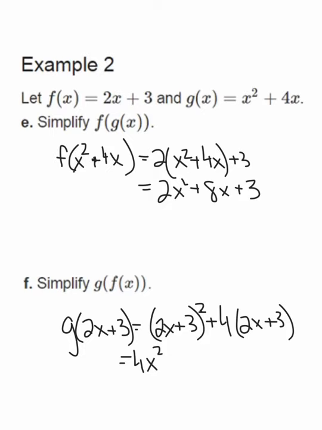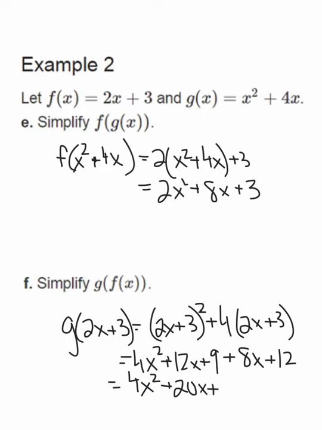You can use that rule for perfect squares, so 2 times 2x times 3 is 6, times 2 is 12x, plus 9, plus 8x plus 12. Now collect like terms. So we get 4x squared plus 20x plus 21.